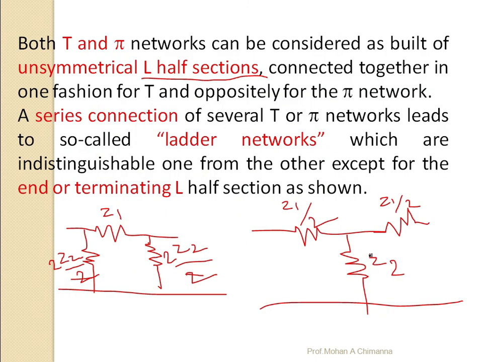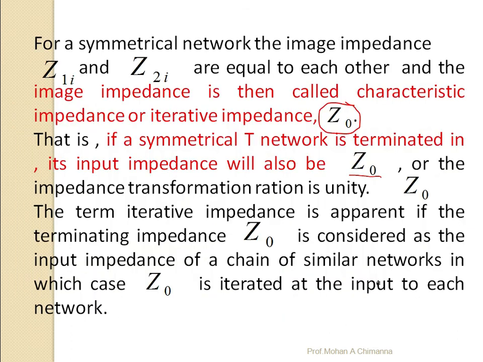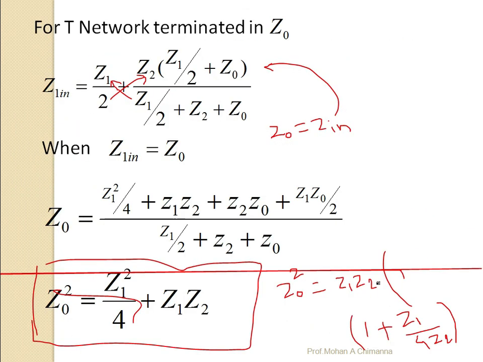Then T and pi networks are considered as unsymmetrical L sections, and if they are connected in series, one after another, for the T section and pi section, then it is called the ladder network. This is shown by the ladder network. Then we have to calculate the characteristic impedance for the T section. In case of the characteristic impedance of the T section, Z0 square is equal to Z1 square upon 4 plus Z1 Z2.